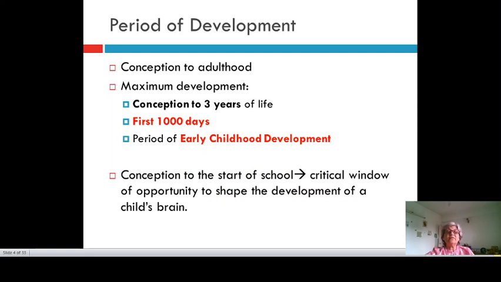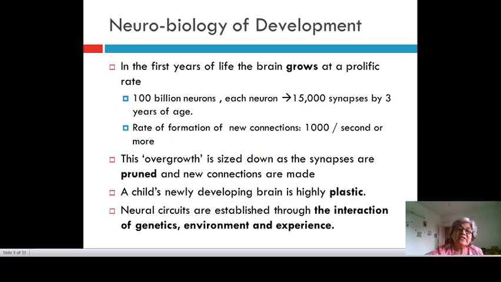Because it is said that from conception to start of school, during this period, this is the critical window of opportunity when we can shape the development of a child's brain. We can improve the child's developmental status. To understand this, we need to have an idea about the neurobiology of development. What is happening in the brain to cause the development? Well, in the first years of life, the brain grows at a prolific rate. What do I mean by that? I'll just give you a few figures.